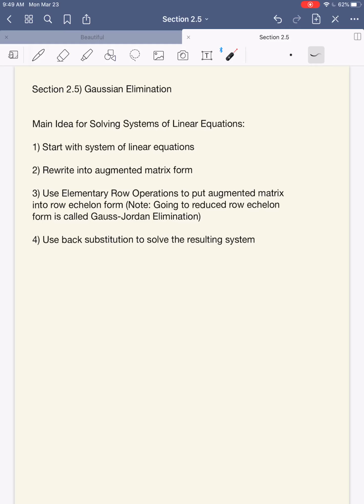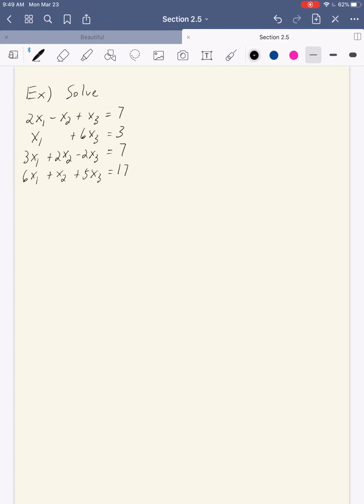All right, let's go ahead and take a look at our first one of these examples. So we're going to try to solve this system. We've got a system that has three variables and four equations, right? So the first equation says that 2x1 minus x2 plus x3 must be 7. Second equation, x1 plus 6x3 needs to be 3.